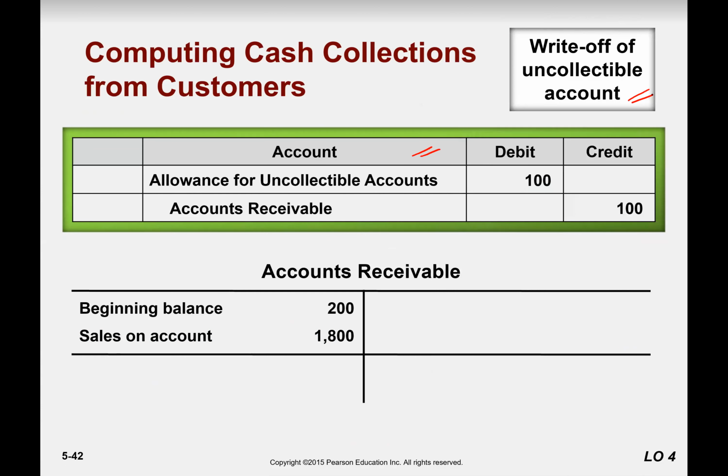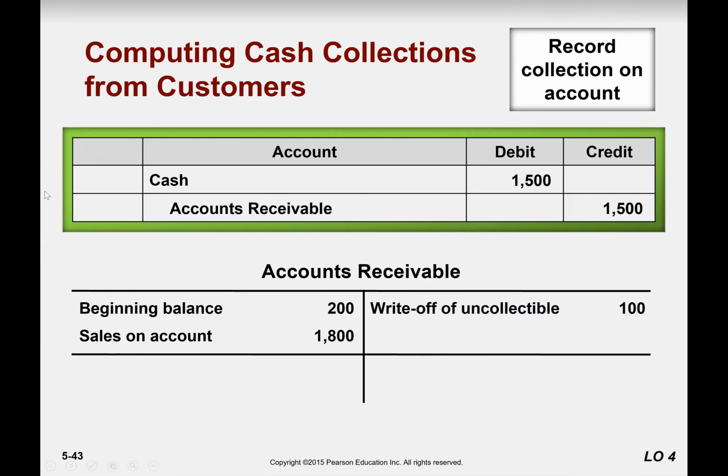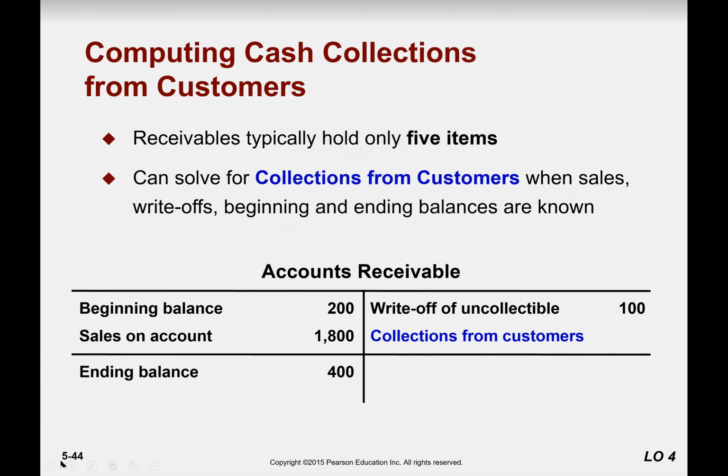Also, you write off the uncollectible accounts. So you see here, allowance for uncollectible to accounts receivable. So accounts receivable is credited with 100, right? And cash received from accounts receivable, you record the cash collection. So cash received 1500. So accounts receivable is credited with 1500, right? And this is the balance. That's it.